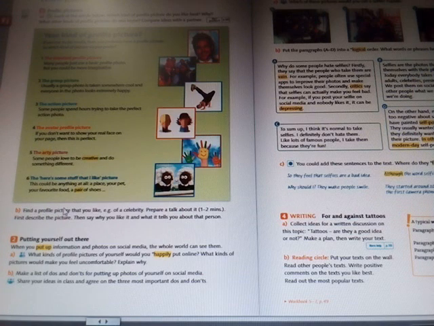And for the last exercise for today, I want you to have a look at exercise 2. Putting yourself out there. That's what I was just talking about. When you put up information and photos on social media, the whole world can see them. What kinds of profile pictures of yourself would you happily put online? What kind of pictures are so cool or nice that you do not have a problem with? And what kinds of pictures would make you feel uncomfortable?